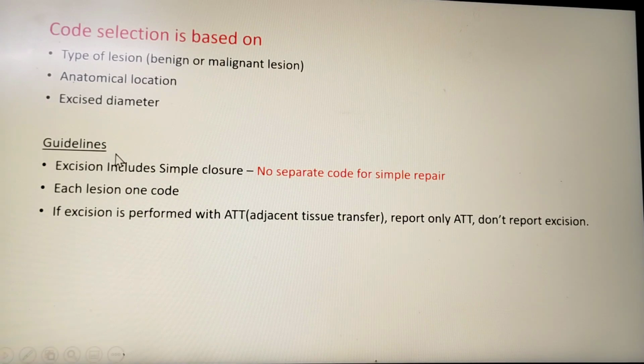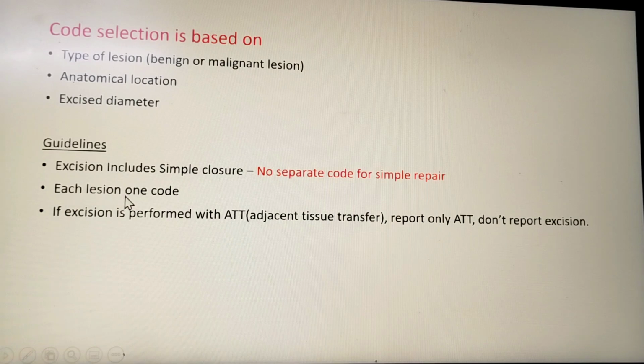Next, guidelines. So what are the excision guidelines? Excision includes simple closure. If the surgeon is performing an excision, obviously he has to close the lesion. If it is a simple closure, then there is no need to code for simple closure separately. It is included in the excision code only. If the surgeon is performing any other closure, that is intermediate closure or complex closure, then we have to give a second code for the closure technique. This is the first guideline.